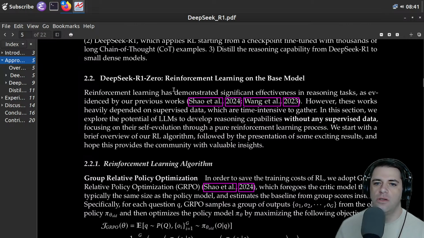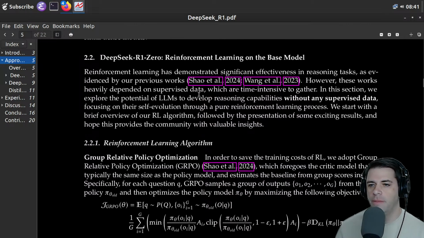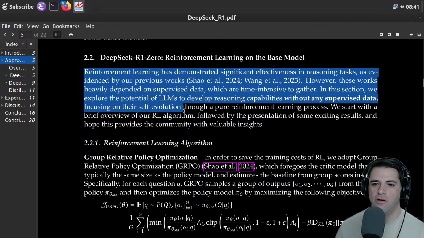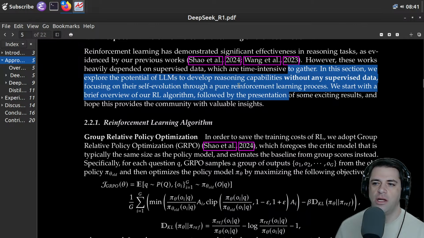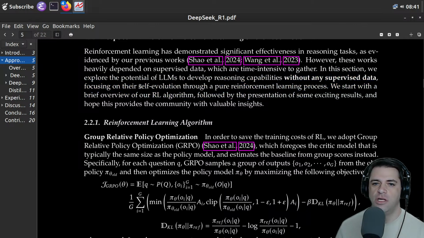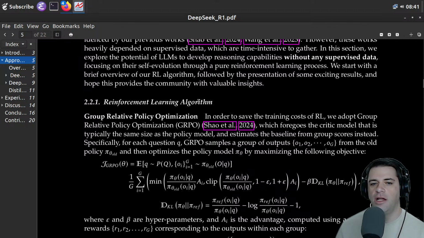Okay, so the R1-Zero, they talk about how they do... I forget what this paragraph is doing. Let me take a quick look at it. Yeah, okay. They're just saying that it works without any supervised data, focusing on self-evolution through a pure reinforcement learning process. And they describe the algorithm here. They call it group relative policy optimization.